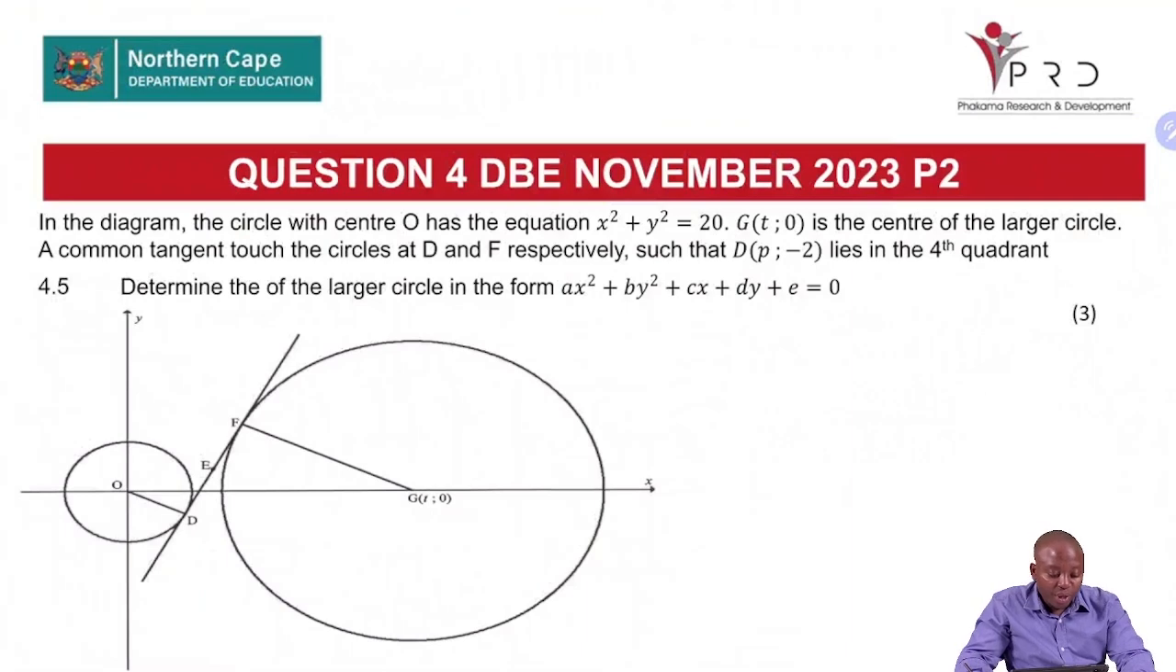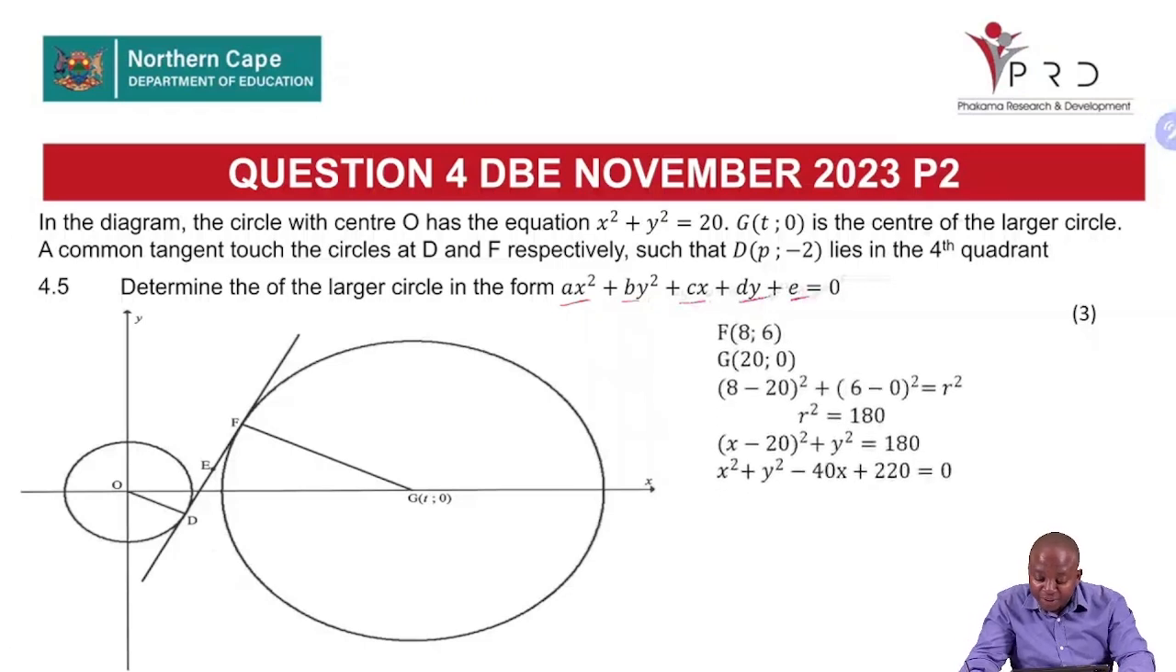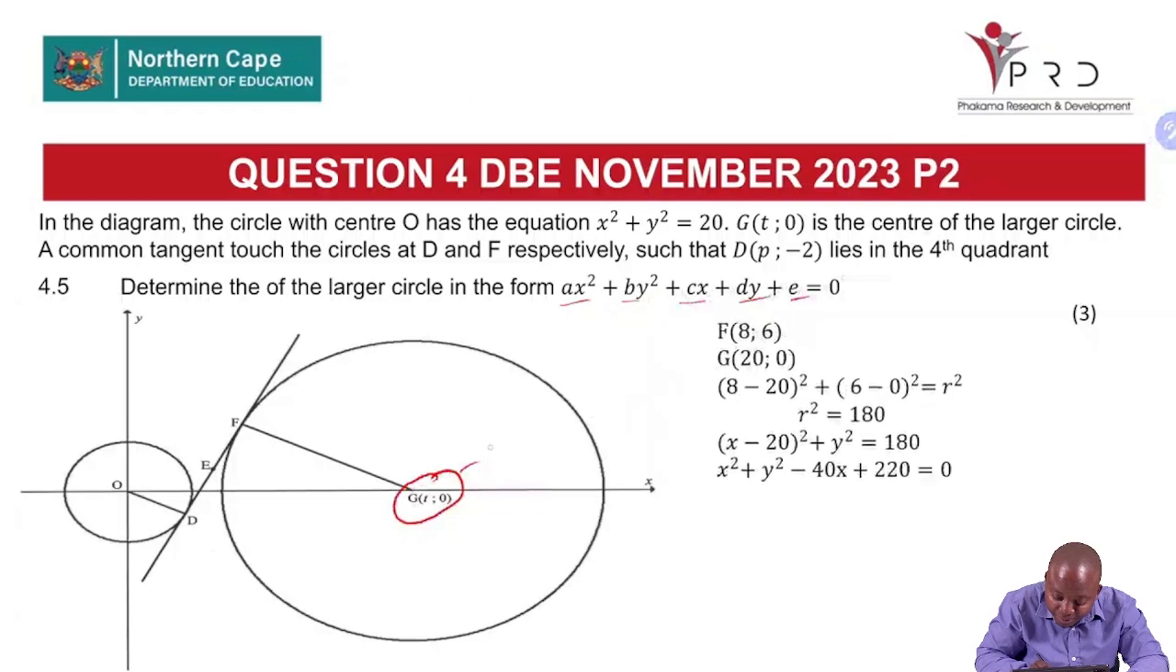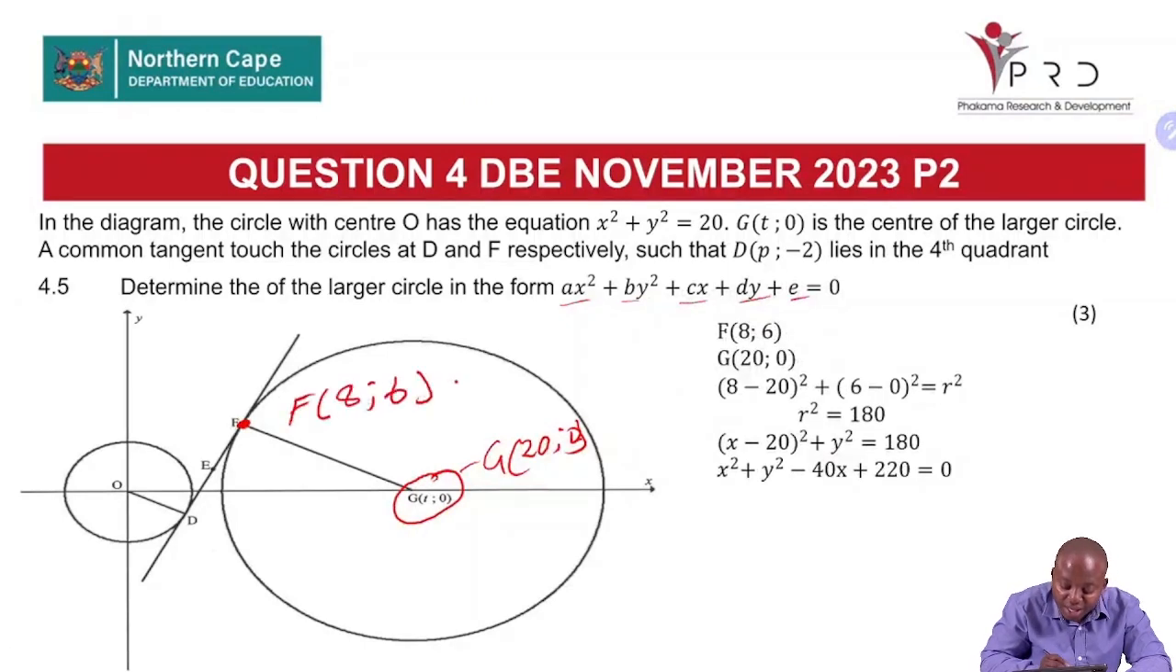Next, in the diagram, we are asked to determine the equation of the larger circle in the form x squared plus y squared plus cx plus dy plus e equals 0. Now, how would you find it? We now know that we have the center. Our center of the circle is g. It's 20, 0 because t was 20. And we have a point on the circle which is f. So our f was 8, 6. Now, how would you find the equation of that?